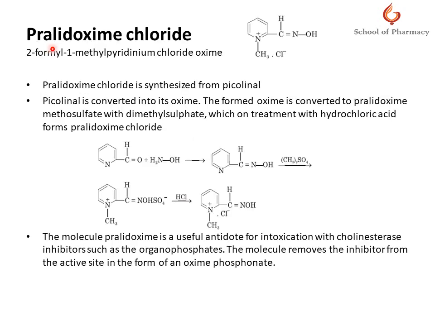Now, the pralidoxime. This is the IUPAC name of the pralidoxime, and it is a cholinesterase reactivator. It is available in the form of pralidoxime chloride. This pralidoxime chloride is a colorless or light yellow colored, water soluble, crystalline powder, and it is synthesized from picolinaldehyde. This picolinaldehyde is first converted into the oxime. The formed oxime is converted to pralidoxime methosulfate when it reacts with dimethyl sulfate, which on treatment with hydrochloric acid forms the pralidoxime chloride.